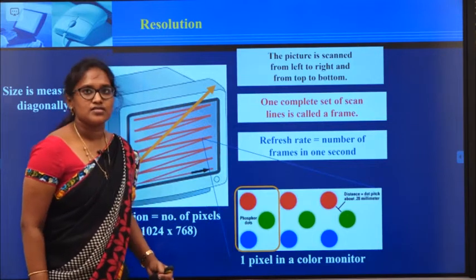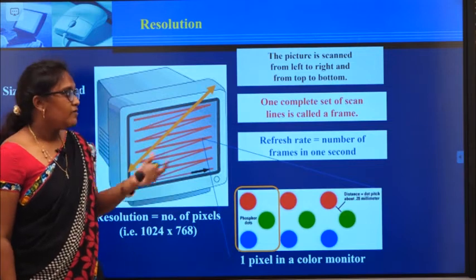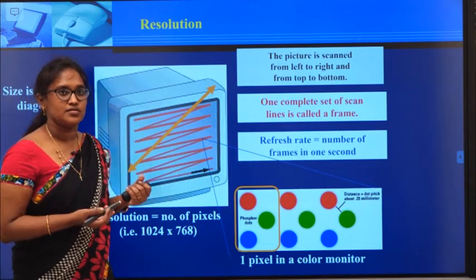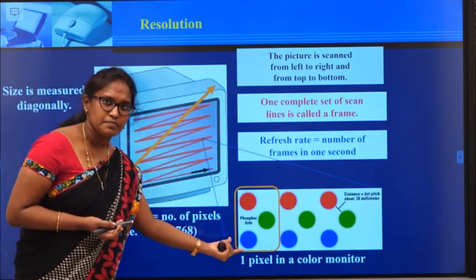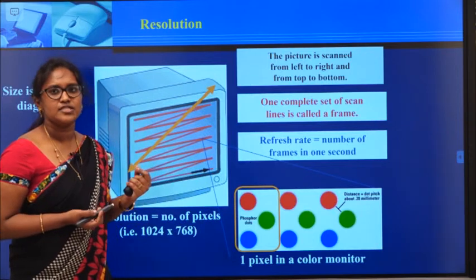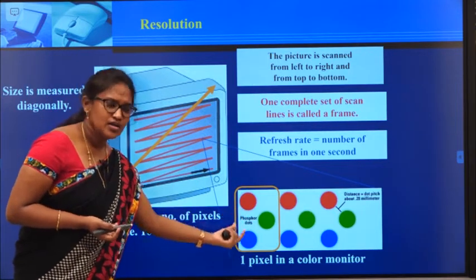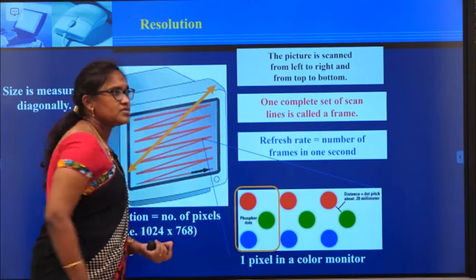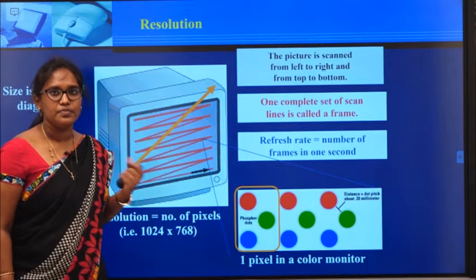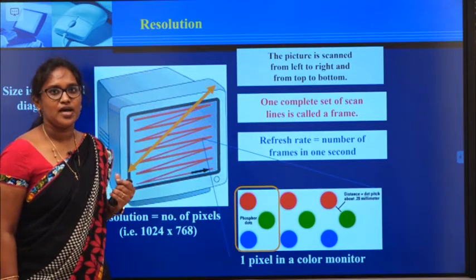Next one is resolution. What is the meaning of resolution? When we say the monitor has a good resolution, it means you have pixels and you have measured the dot pitch between these pixels. The smaller the distance between the dots, the higher the resolution of a picture, which increases the quality of an image.